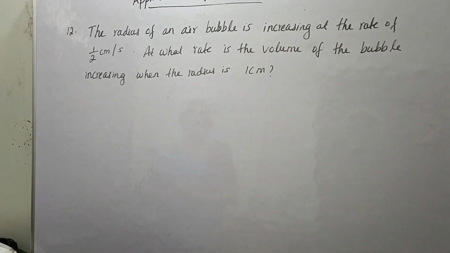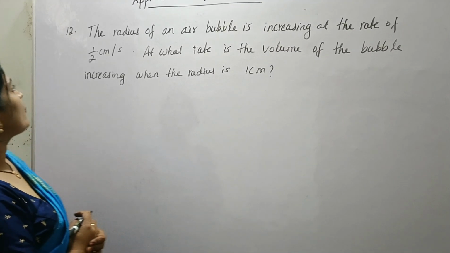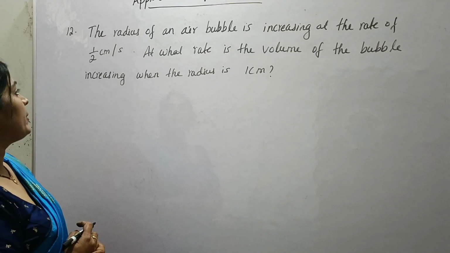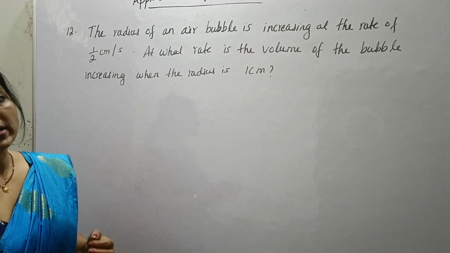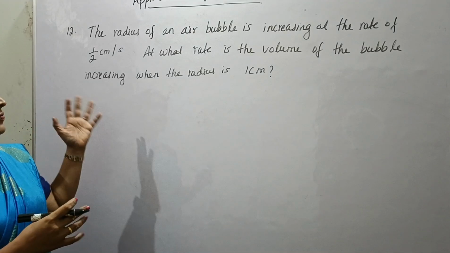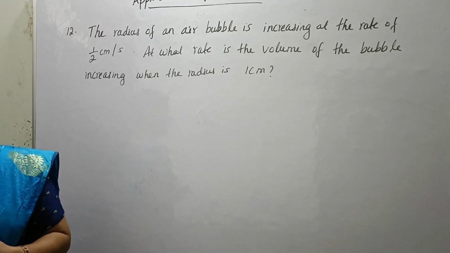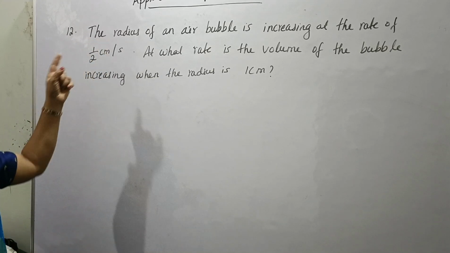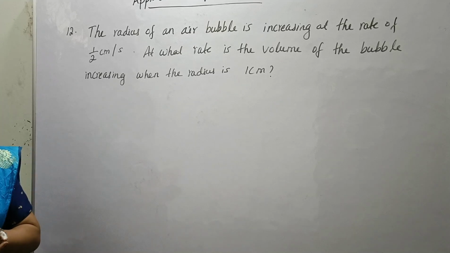The radius of an air bubble is increasing at the rate of 1 by 2 centimeter per second. At what rate is the volume of the bubble increasing when the radius is 1 centimeter? Here it is given the rate of change of radius. We know that the bubble is in the shape of a sphere, right? So the rate of change of radius with respect to time is 1 by 2 centimeter per second.